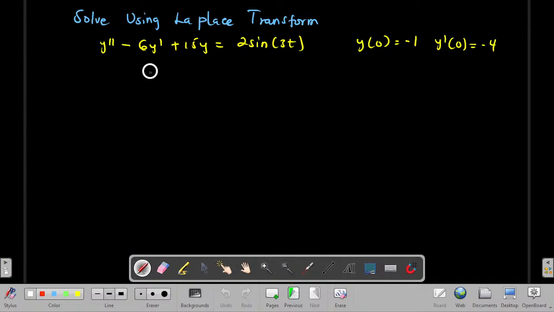Okay, so solve using Laplace transform. This is a non-homogeneous differential equation given these initial conditions. In fact, this is a very packed problem. And mostly, these problems are a single problem which doesn't really come with plenty of sub questions.